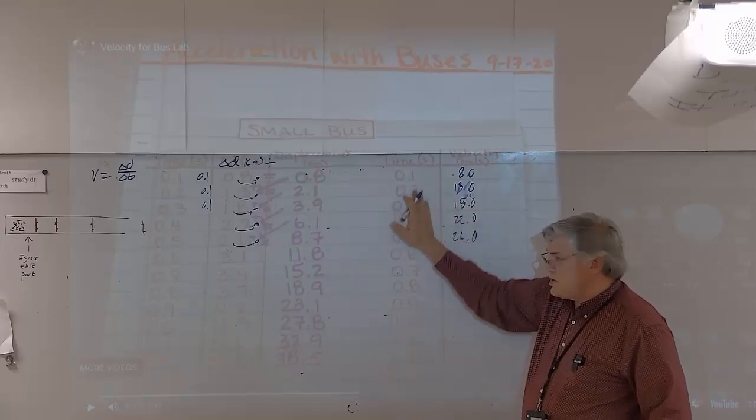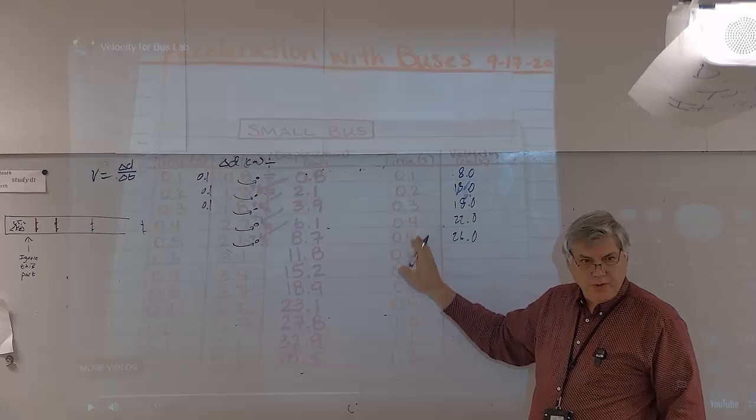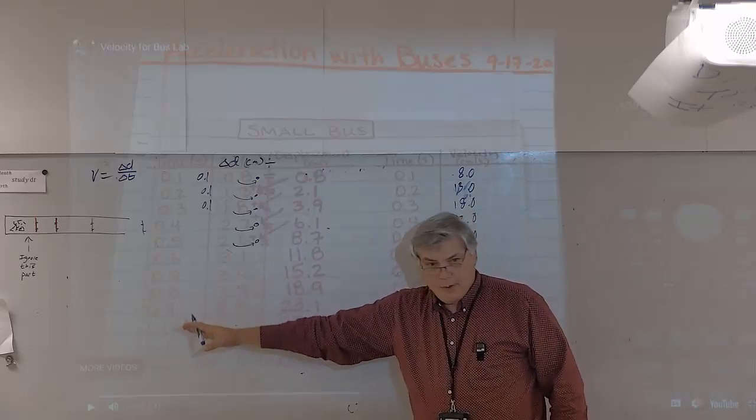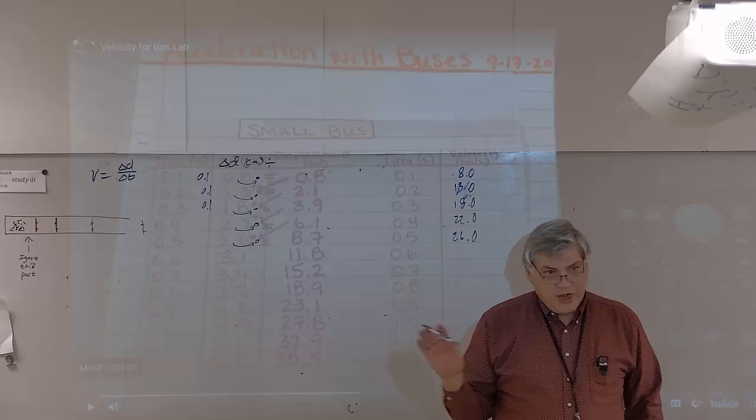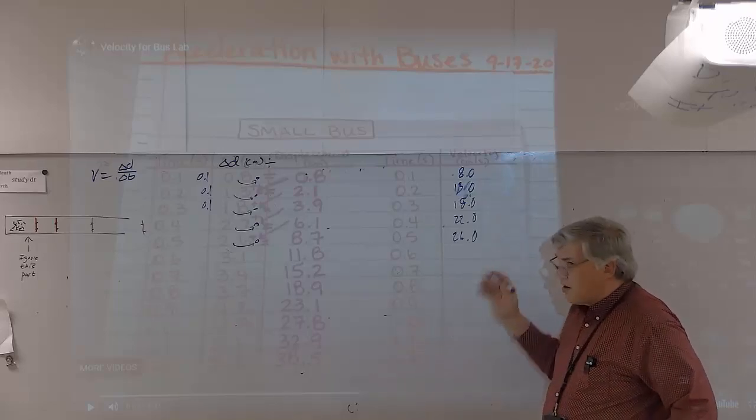Now your time is still going to be the same. It's still going to be 0.1, 0.2, 0.3, 0.4. It's the same as time over there. But all we're doing is moving the decimal point over one to get our velocities.